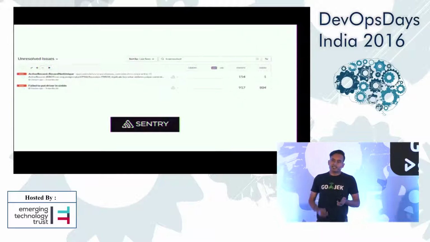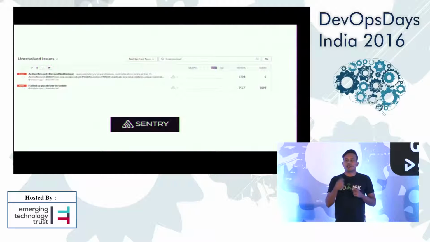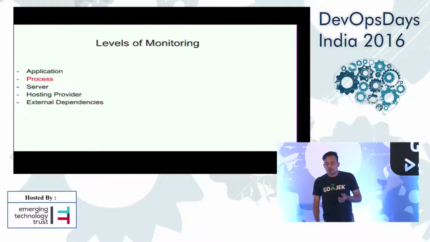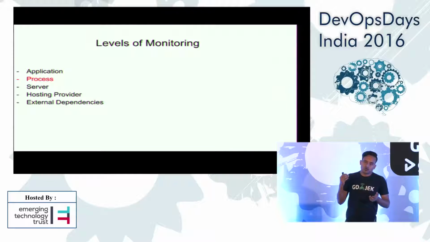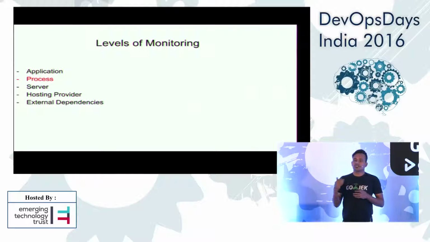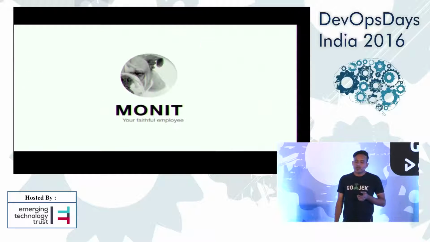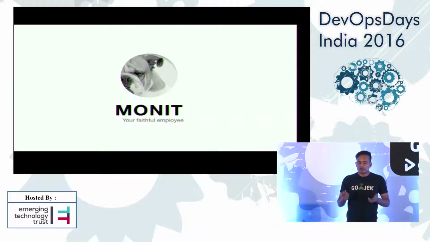It has notification systems in that, so you get an email every time your application has an error or a notification. Coming on to process level, all the applications that we have run on our server as a process, right? So we can have a process check on our machines, to see if the process is up or terminated. In Linux, we can use Monit for that.